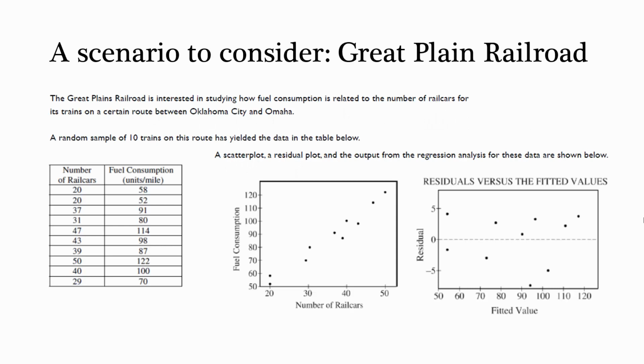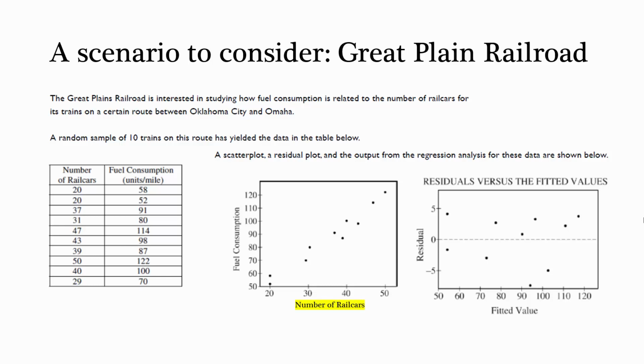Today we're going to be looking at a scenario about how much fuel a train will need. The Great Plains Railroad is interested in studying how fuel consumption is related to the number of rail cars for its trains on a certain route between Oklahoma City and Omaha. Here we have 10 trains with a various number of rail cars, and we have the fuel consumption in units per mile that was needed for each train.